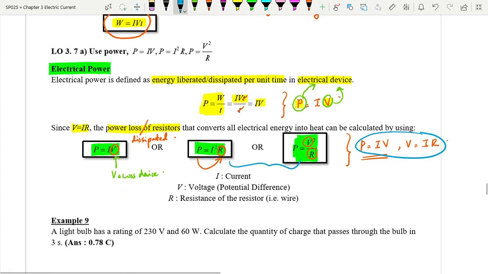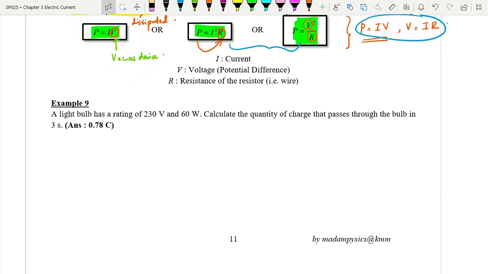Alright. So kita tengok example 9 here. So example 9, a light bulb has a rating of 230 volt and 60 watt. So dia bagi nilai power of the bulb and voltage of the bulb. That is the power rating. Power rating usually consists of power of the bulb and also the maximum voltage that the bulb can stand. Okay, so dia bagi nilai power dan juga nilai voltage. And then calculate the quantity of charge that passes through the bulb in 3 seconds.